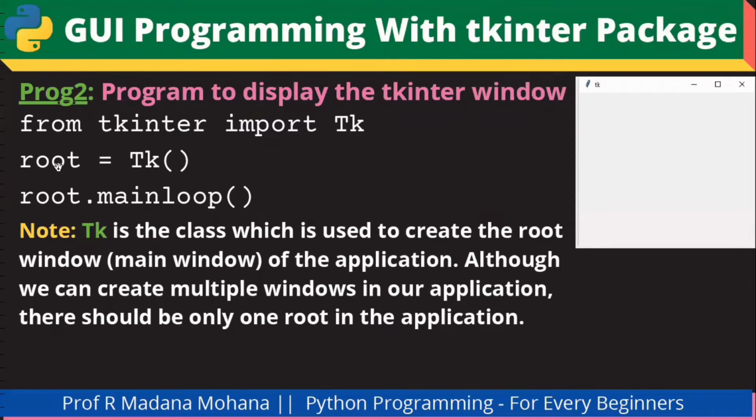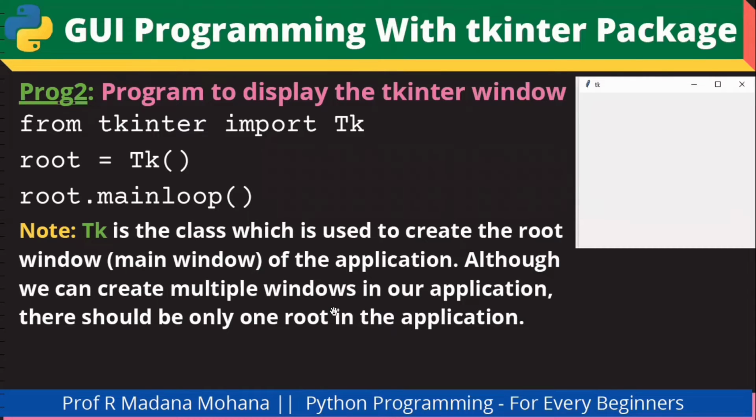Then that can be moved to root equal to Tk. Now Tk will act as a function. Then with the root object, you can call the main loop, root.mainloop. So this is just 3 lines of code. Here we use the object Tk that was imported from the tkinter module or package. Here Tk is the class which is used to create the root window, that means the main window of the application.